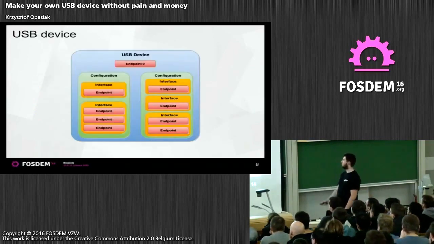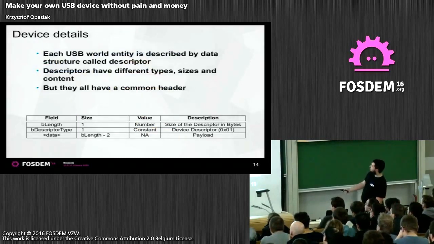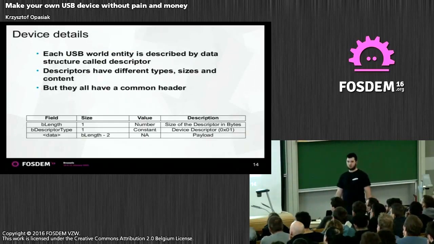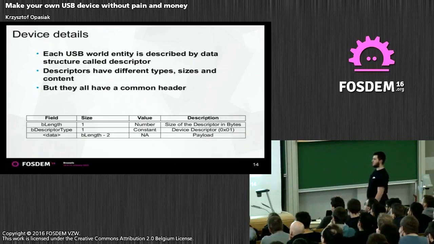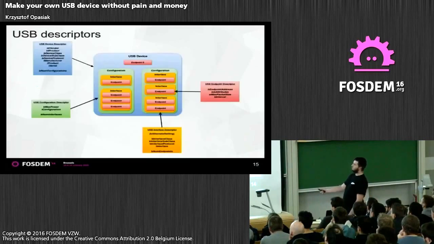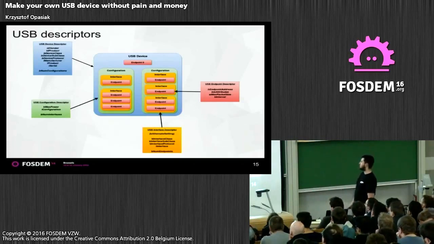Okay, what do the device details look like? Well, each entity of the USB world is described using a structure called a USB descriptor. Each USB descriptor has a common header. This is a kind of polymorphism in the USB world. We have the length, so how much data there is, and we have the descriptor type, so what is the meaning of the data in the structure.